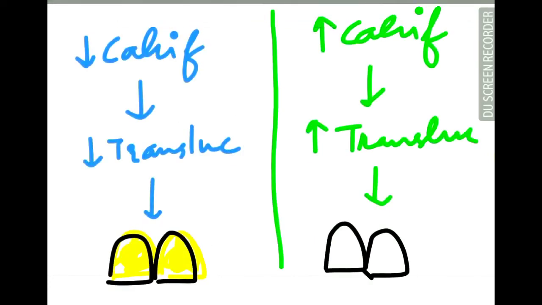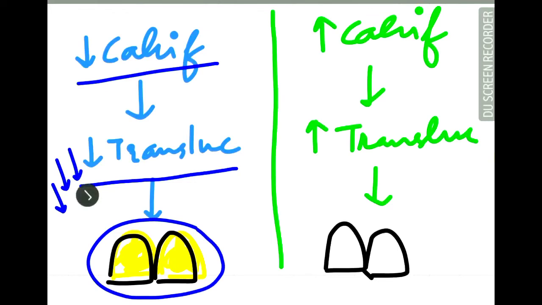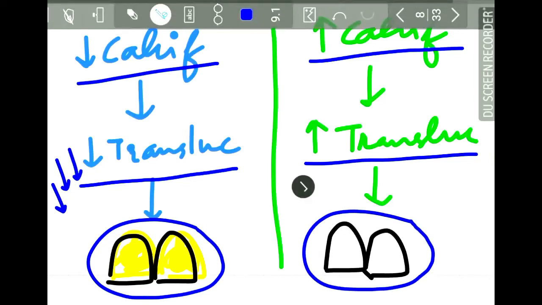If a tooth has less level of calcification, then the enamel of that tooth is less translucent, as a result of which when light strikes the enamel, it reflects the color of the underlying yellow dentine. So the tooth appears yellow. On the contrary, if the calcification level is high, then the translucency is also high, and the yellow color of the dentine is not seen when the light strikes. So the teeth appear white.